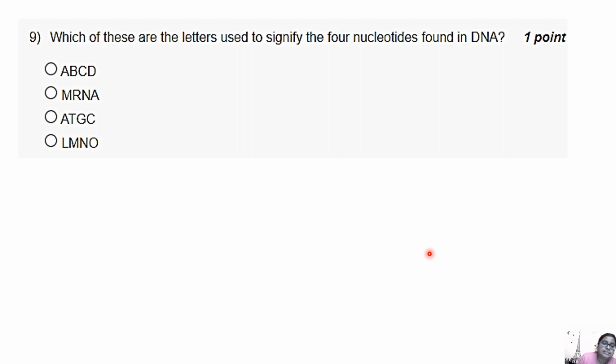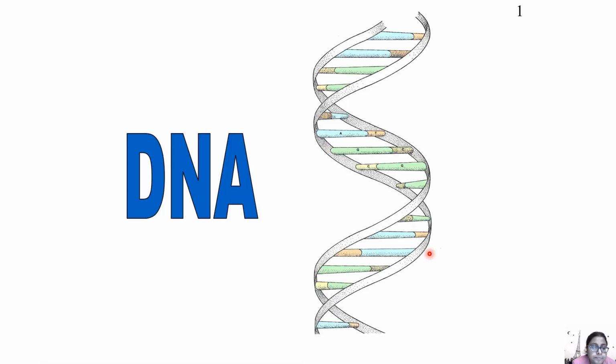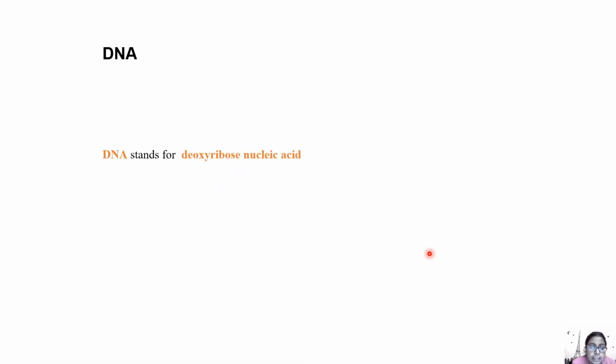Yeah. So it is ATGC: adenine, thymine, guanine, and cytosine. We have talked about DNA in the previous class. Again, briefly, DNA stands for deoxyribonucleic acid, and obviously this chemical substance is very stable. It is present in the nucleus of all cells in all living organisms because this is the hereditary material.